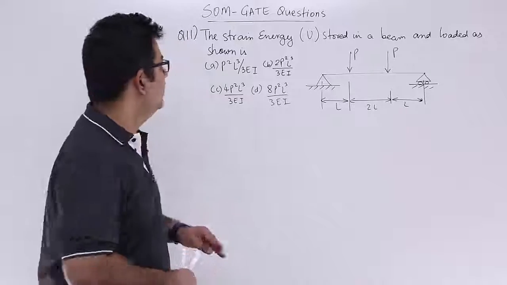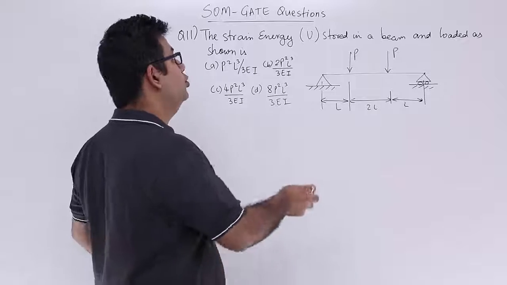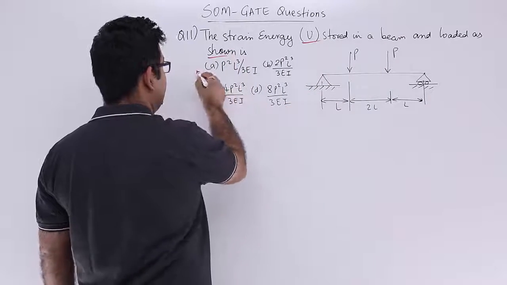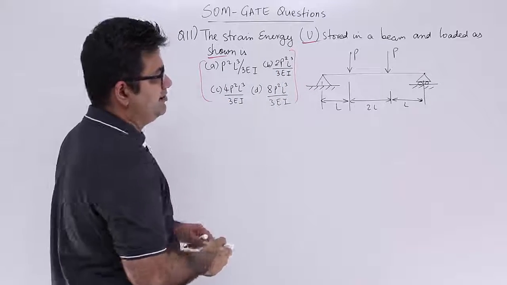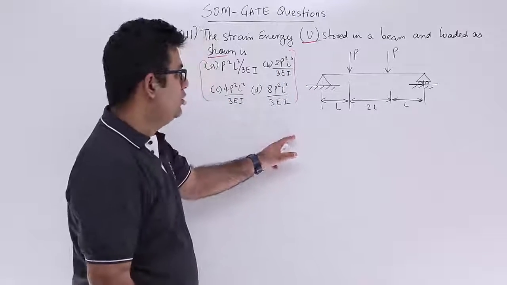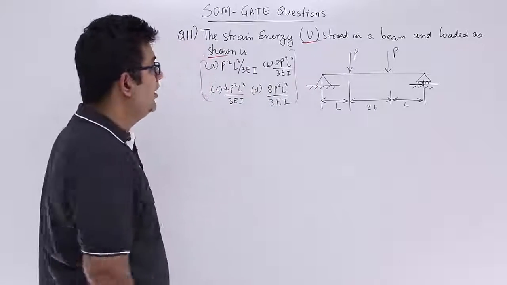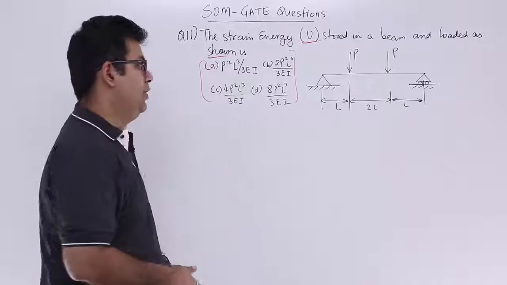The question, which is question number 11, says that the strain energy U stored in a beam loaded as shown is one of these four options. So it's a very simple question. You have a simply supported beam with two point loads at symmetric distances from the two ends. We need to find the amount of strain energy stored in this body.